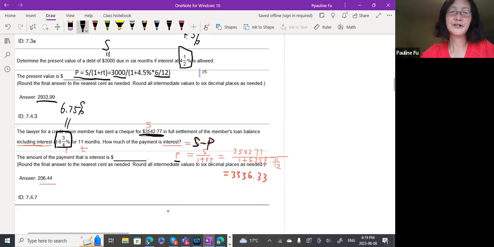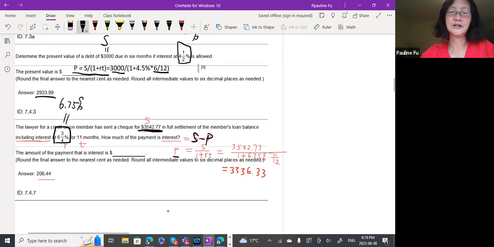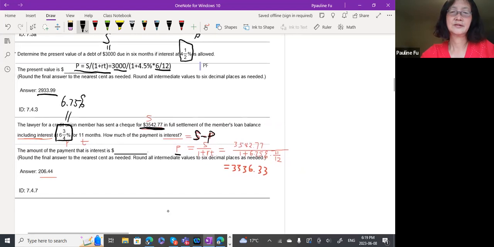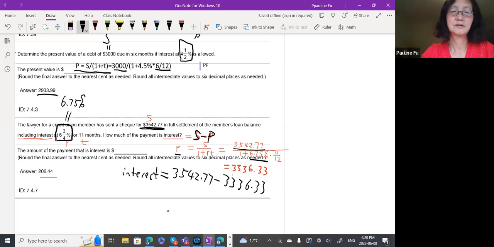So P equal to S over 1 plus RT. S is given. R is 6.75%. T is 11 months. So 11 over 12. This is the present value. Okay. And then use $35,042 minus $3,336, and this is the interest. $206.